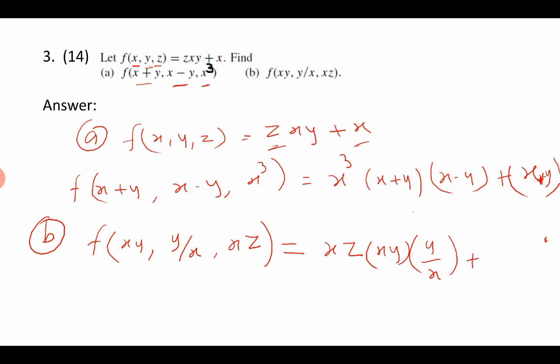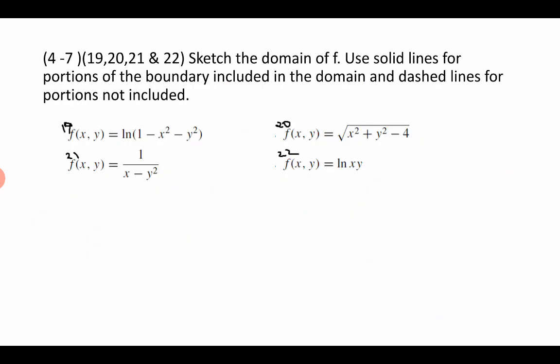So first term, now x is xy. When you simplify this one, you will find z y square x plus xy. Then you simplify this part A, you will get x to the power 5 minus x cube y square plus x plus y. Simplify, that's it. And now we will go to the next problem.